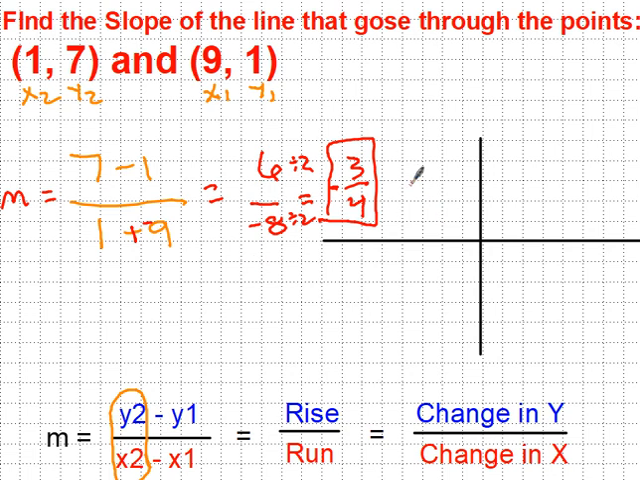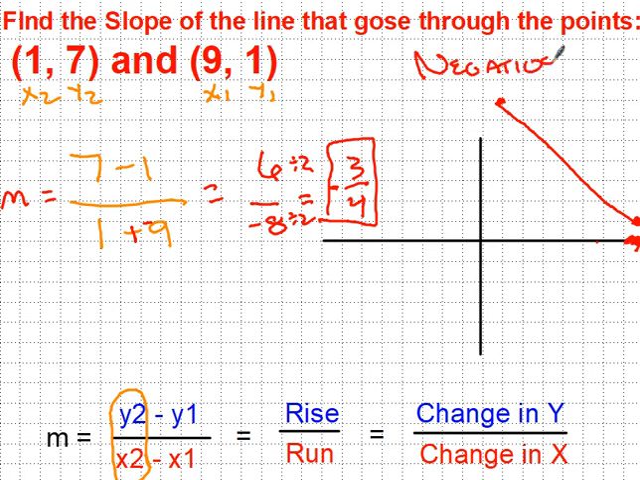If I were to plot these points, let's see if I made my graph big enough to do this. I don't think I did, but that's okay. If I were to plot these points, 1, 7, so that's 1, 1, 2, 3, 4, 5, 6, 7 up here, and 9, 1, 1, 2, 3, 4, 5, 6, 7, 8. We'll pretend like it's 8, 1 here. Sorry. It's the same idea. This shows an example of a negative slope.